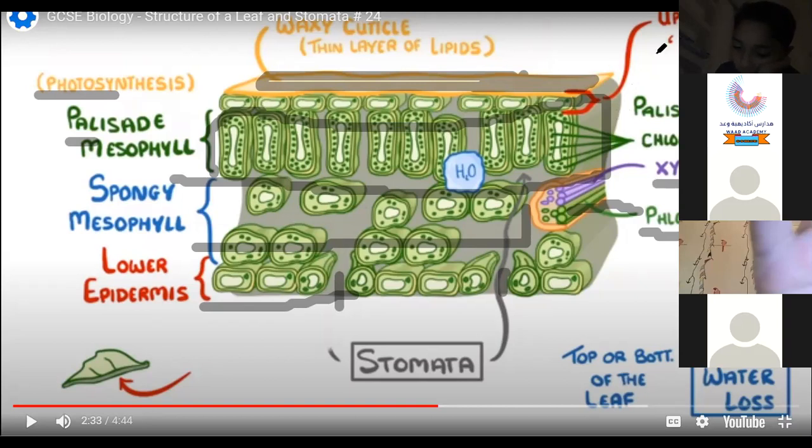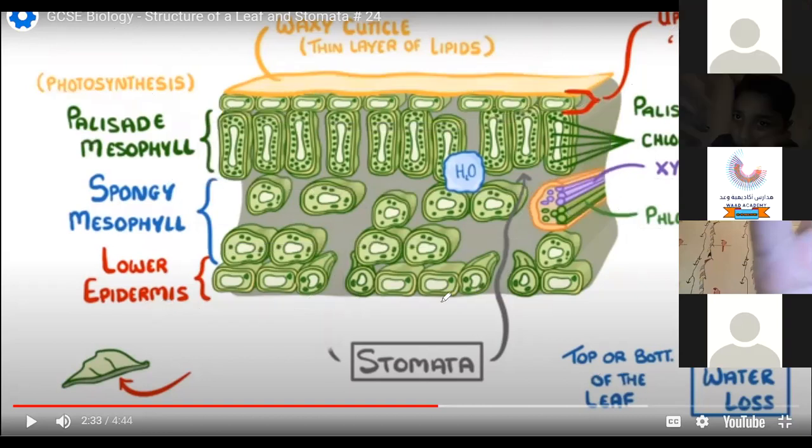Sorry. So we have two layers, one on the top, one on the bottom. We call the upper epidermis, right? And we got the lower epidermis. The upper epidermis has the cuticle, and the lower epidermis contains the stomata. Anybody who has any questions so far? All right, then we go on.